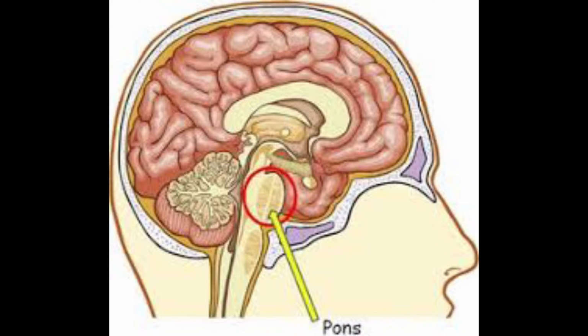Next we have the pons, which controls the process of our breathing and how our organs work. It also controls our eye movement and balance coordination. So an example of this is basically just looking around to see your surrounding.